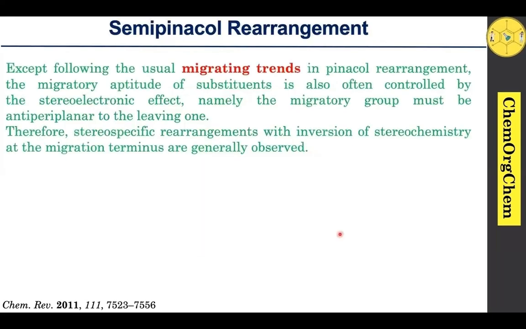Next we move on to some important points regarding the semipinacol rearrangement, that is, migrating trends. The migrating trends in the semipinacol rearrangement follow the migratory aptitude of the pinacol rearrangement. However, it is also often controlled by stereoelectronic effects. Another important point is that the migrating group must be anti-periplanar to the leaving group. Therefore, most semipinacol rearrangements are stereospecific, and inversion of stereochemistry is observed most of the time.